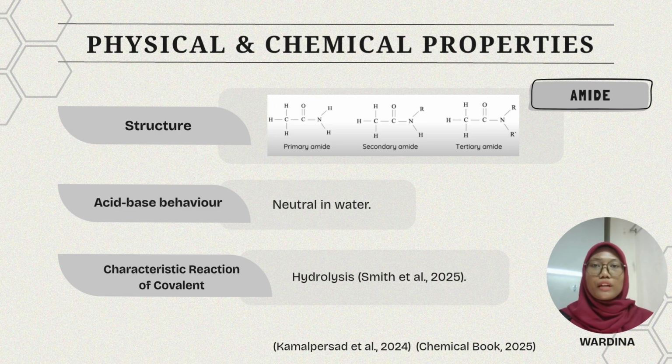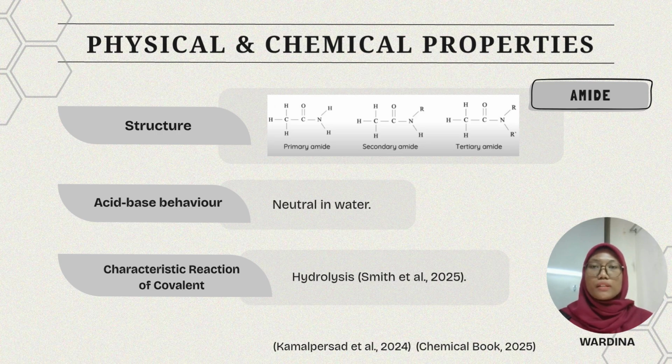Now, we're going to take a look at the structure of the amide. As we know, amides have a carbonyl group that is directly bonded to a nitrogen atom. Depending on how many hydrogen atoms or alkyl groups are attached to the nitrogen atom, we can classify amides into three types, which are primary, secondary, and tertiary. For primary amides, the nitrogen is attached to two hydrogens. For secondary amides, the nitrogen is attached to one hydrogen and one alkyl group. And for tertiary amides, the nitrogen is attached to two alkyl groups.